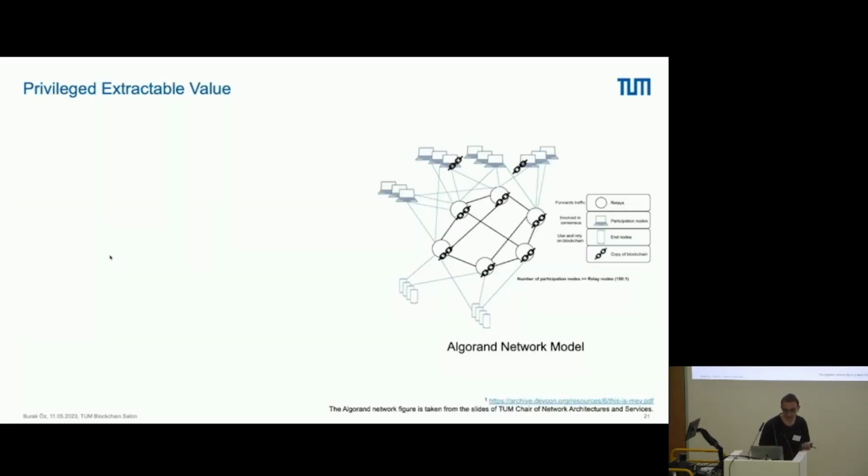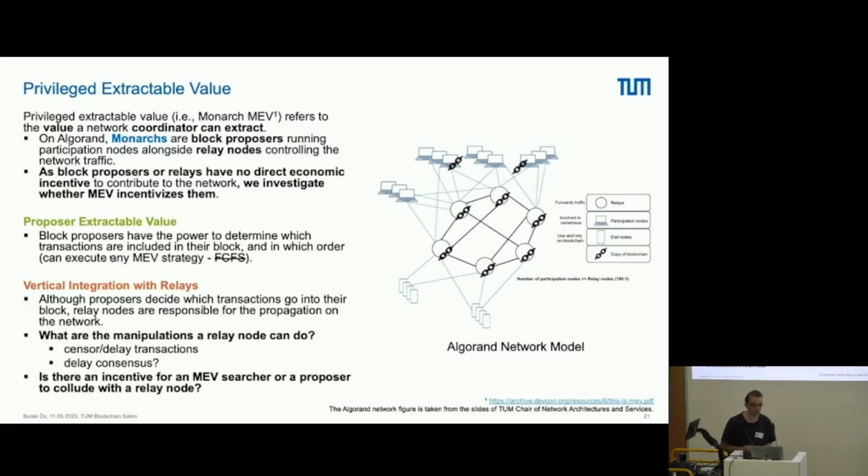And the final thing we do is we look at privileged extractable value. What other things can you do if you're a block proposer or a relay node controlling the traffic? Then you are not limited by first come, first served, because you determine the order of transactions and everything. This introduces whole different MEV dynamics, and this is again something that we're looking at.